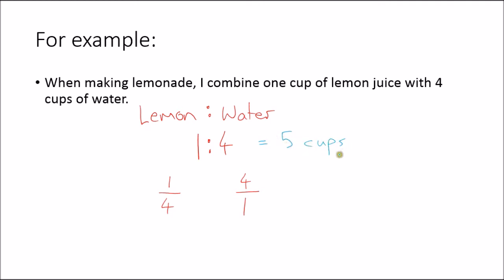So if you were trying to think how much of your lemonade was lemon, it would actually be 1 over 5, and how much was your water would be 4 over 5. And so you can see that we've actually got the same ratio here, so we've got 1 part of lemon to 4 parts of water, but as a fraction of the total thing that we're making, it's 1 over 5 compared to 4 over 5.